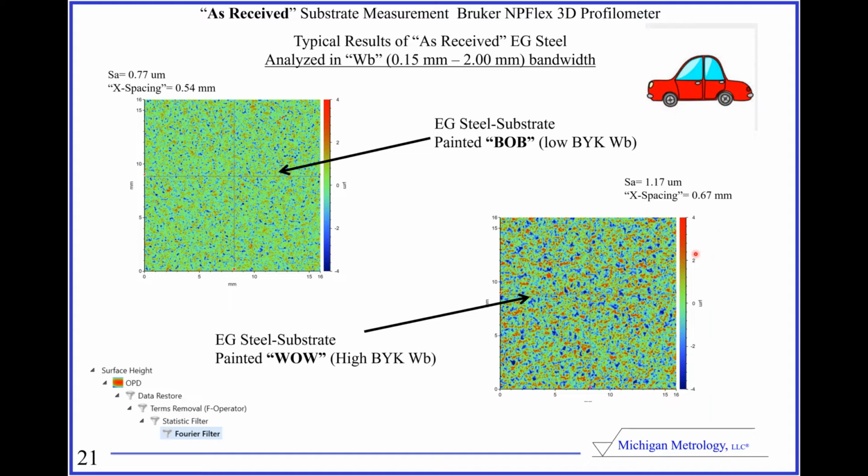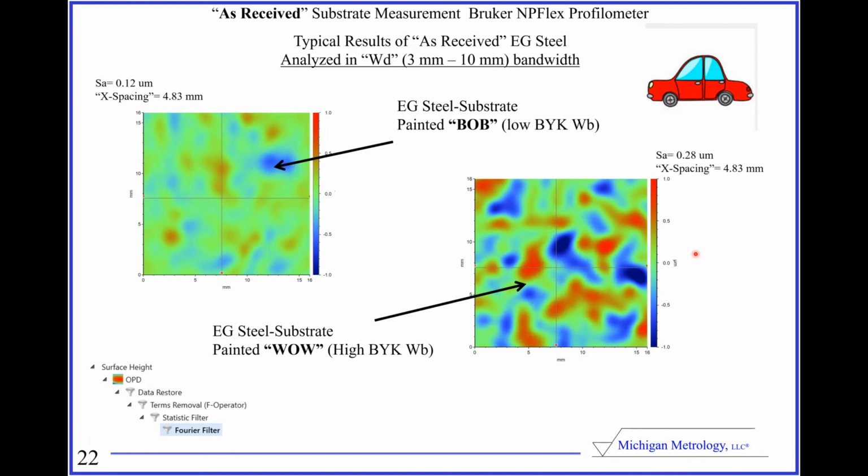Even more exciting, if you look at yet another bandwidth, let's look at the 3 to 10 millimeter bandwidth. So go even longer wavelengths, and you can really see the wild had this problem, right? The longer wavelengths were kind of dominating in the wild sample. It was sort of leaking into the WB. And the Sa here is like 0.3. Sa here is about 0.1.